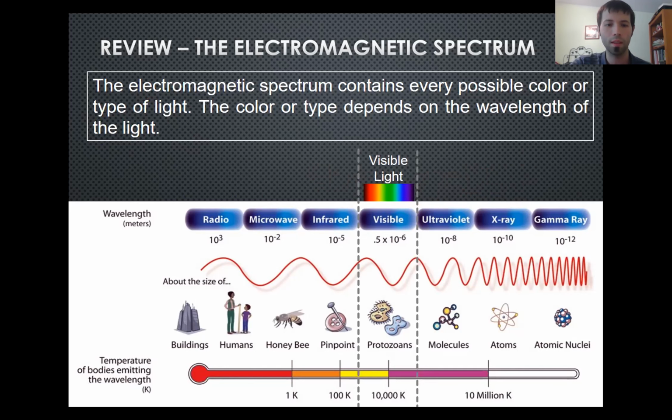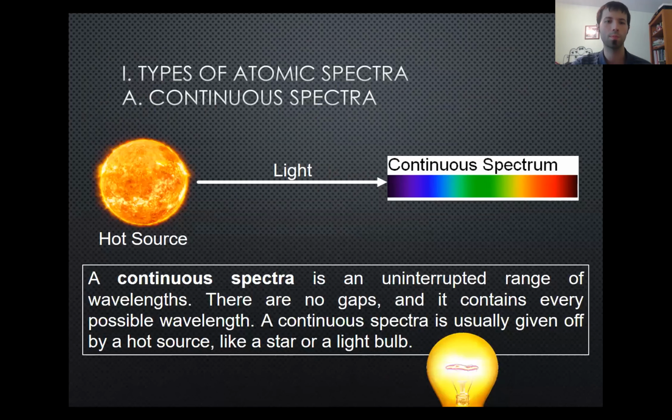The first type is a continuous spectrum, or continuous spectra. A continuous spectrum is something that's uninterrupted. When I have a continuous spectrum, it's the entire rainbow. I have every single possible color in the rainbow, and actually every single type of light in the spectrum. Some of the pieces of light may be brighter than others, but that doesn't really matter. I have every single wavelength of light contained in a continuous spectrum.